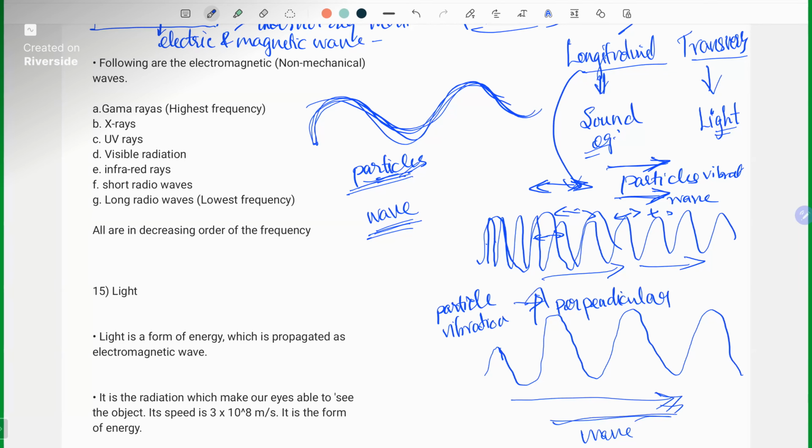There will be more wavelength and all. Example is light wave. This is sound. So these are the types of mechanical waves. We'll go into electromagnetic, which is non-mechanical waves.